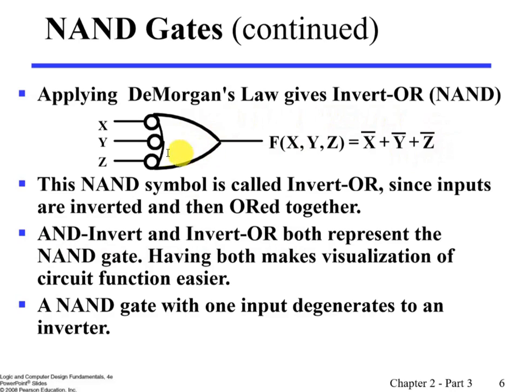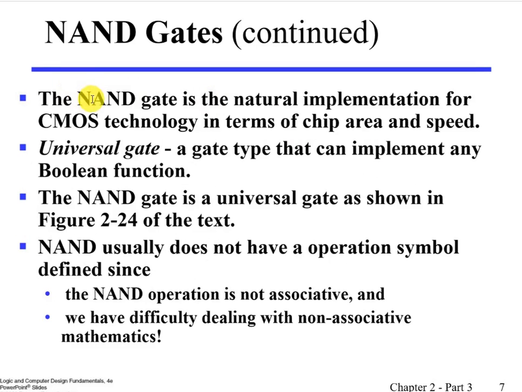And then look, if you have one input to this gate, then the NAND gate will generate an inverter. It can be considered as an inverter. The NAND gate is actually the natural implementation for CMOS technology in terms of chip area and speed. Right? And also the NAND gate is called a universal gate.